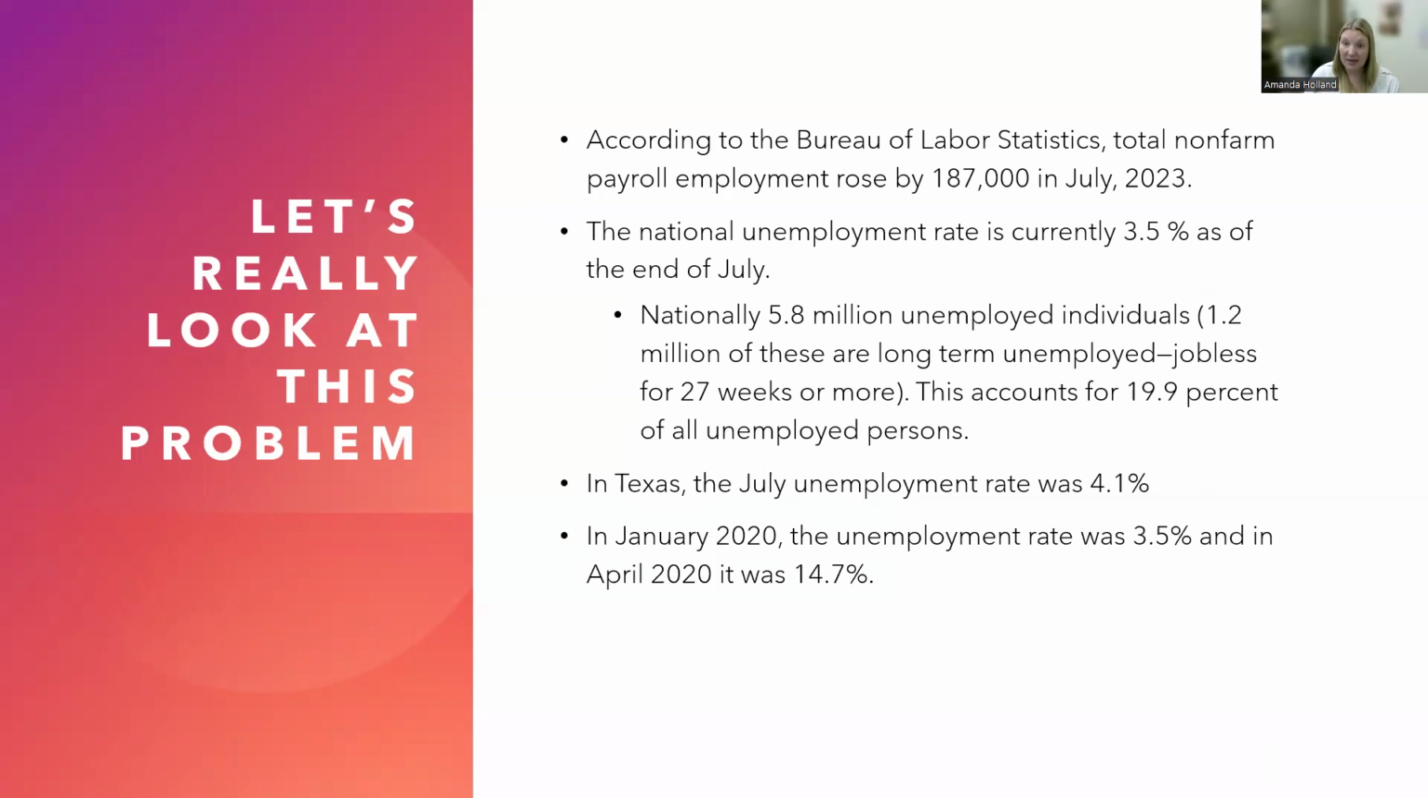So in January of 2020, here's where we get into what the pandemic did. In January of 2020, the unemployment rate was 3.5%. And in April 2020, it was 14.7%. So you can see how that drastically changed because lots of places laid people off. In Lubbock, the unemployment rate last July was 3.8%. So think about that in terms of actual people. There are approximately 4 people for every 100 people that are eligible to be employed who are not employed.